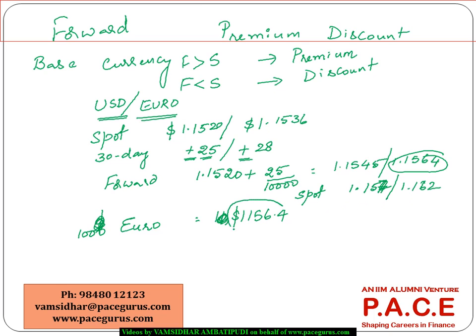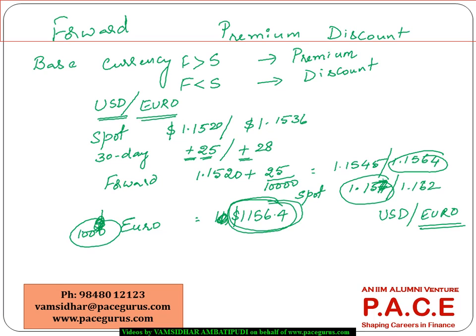So now that I have $1,156 with me, I can very well convert them into euros because this is USD to euro. I can sell off the dollars, buy euro. If I have to buy euro, the dealer will be selling the euro. See, I have dollars with me. I bought 1000 euros by spending $1156. So I have 1000 euros with me.